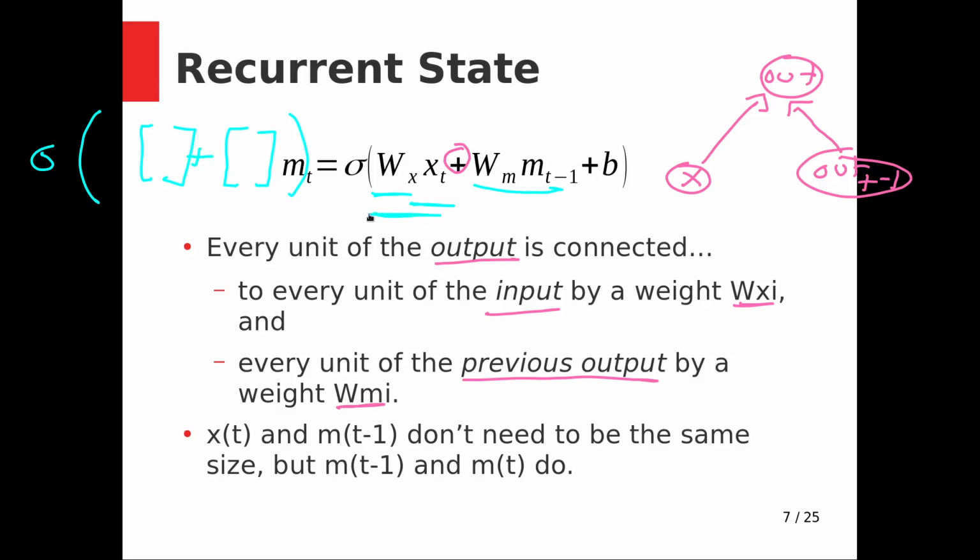These two different products have to be the same height, have to have the same number of units, and they get added together so that each unit of the output is the sum of these two things. If we want to think about it that way, we could write each y in the preactivation is the result of adding an x preactivation and a previous output activation together.